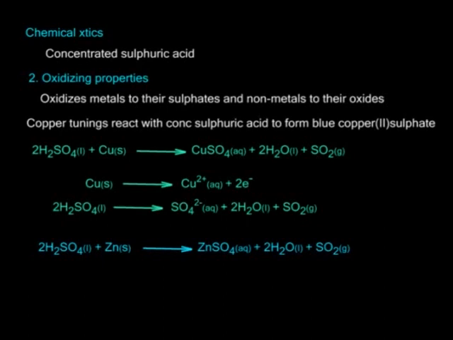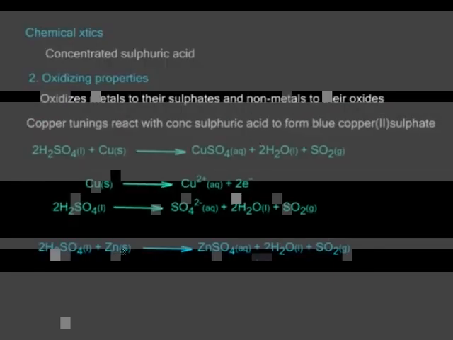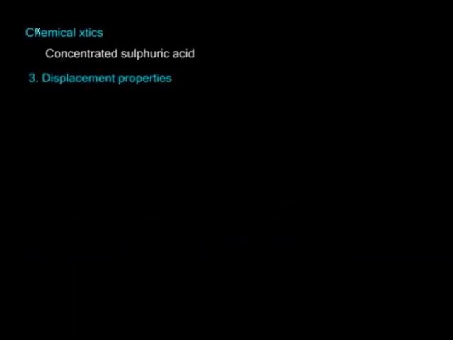For example, copper reacts, forming a solution of copper sulfate. Metallic copper oxidizes to copper 2 ions. Electrons are accepted by the acid, which gets reduced to sulfur 4 oxide and water. Copper is the reducing agent in this reaction, and concentrated sulfuric acid is the oxidizing agent.